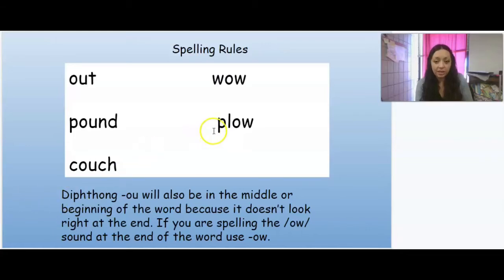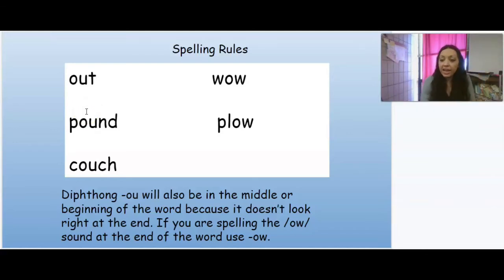Now, here's our spelling words. I want rules. Let me see. Over here I have out, pound, and couch with OU. Over here I have wow and plow with OW. So what do you notice? Diphthong OU will always be in the middle or the beginning of the word.